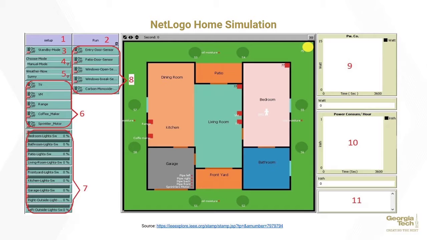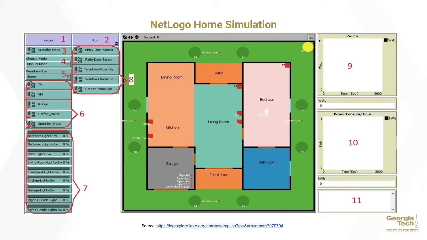In this NetLogo home simulation, you can see certain things are grouped into different aspects. You have the TV, the coffee maker, the sprinkler motor. You have bedroom lights, garage lights, kitchen lights, etc. All the lights are in one section. Some of the appliances are in another. You have door sensors, window sensors, all in a sort of security section.